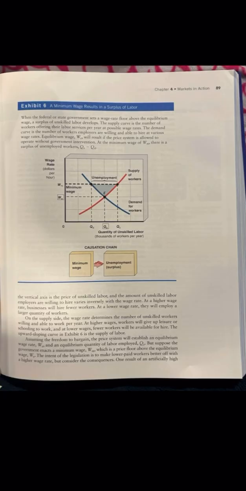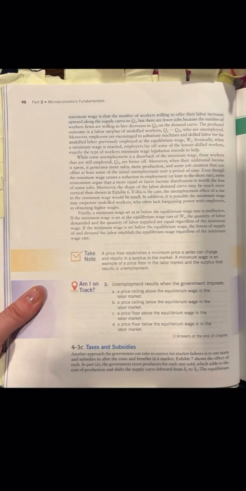The intent of the legislation is to make lower-paid workers better off with a higher wage rate, but consider the consequences. One result of an artificially high minimum wage is that the number of workers willing to offer their labor increases upward along the supply curve to QS, but there are fewer jobs because the number of workers firms are willing to hire decreases to QD on the demand curve. The predicted outcome is a labor surplus of unskilled workers, QS minus QD, who are unemployed.